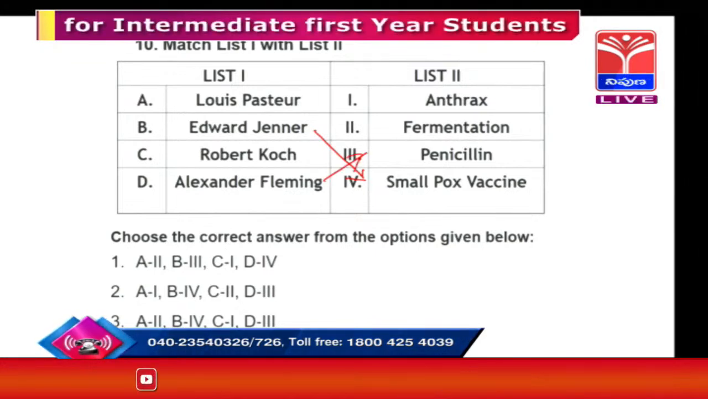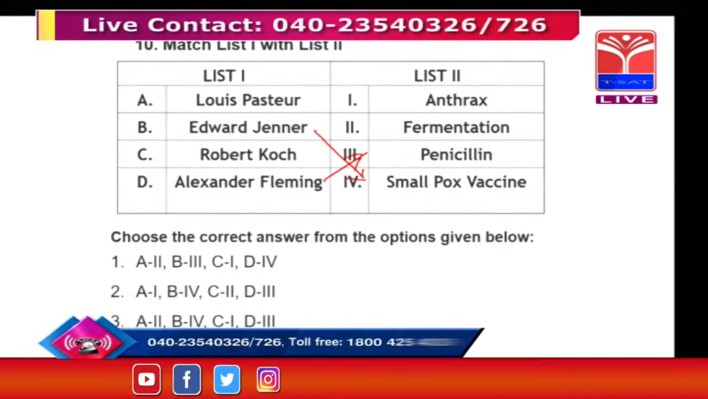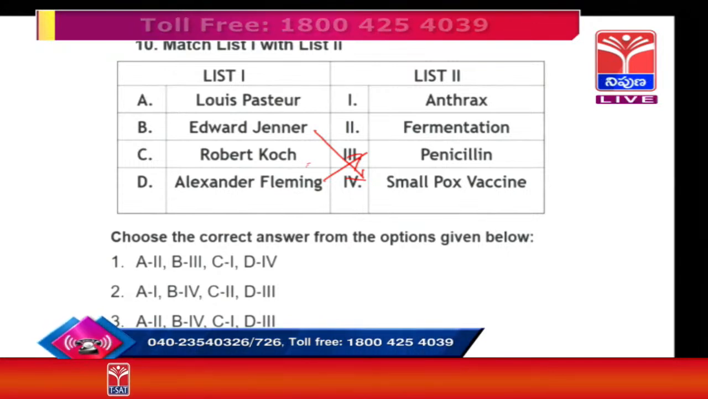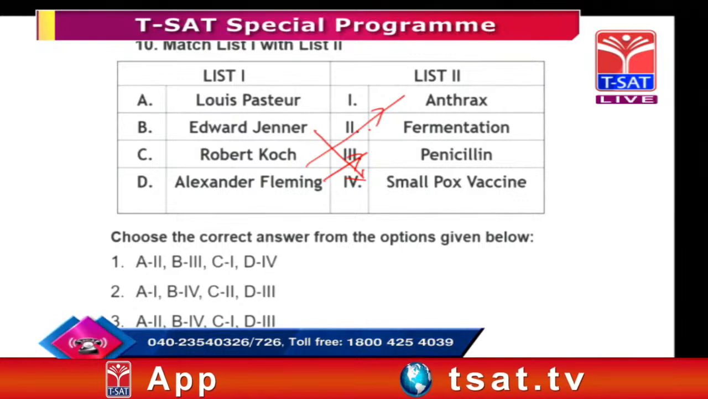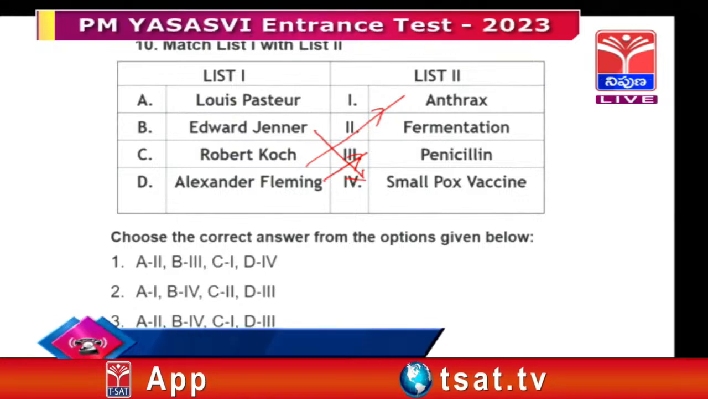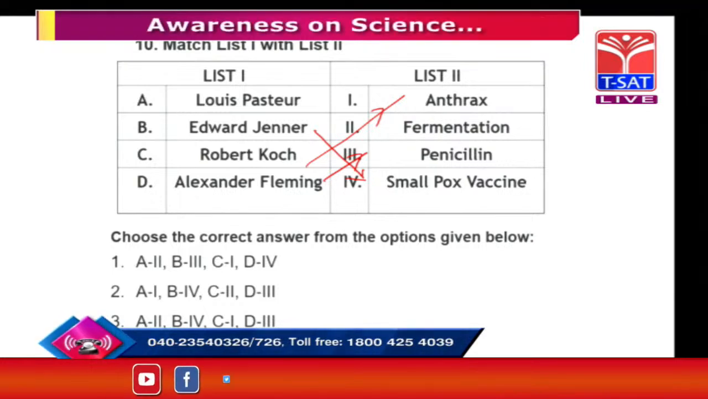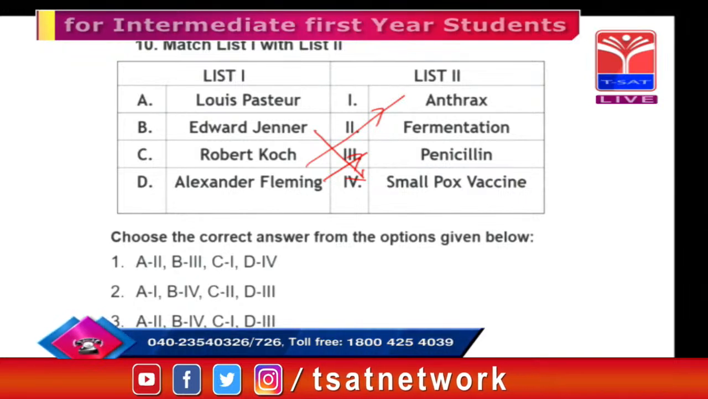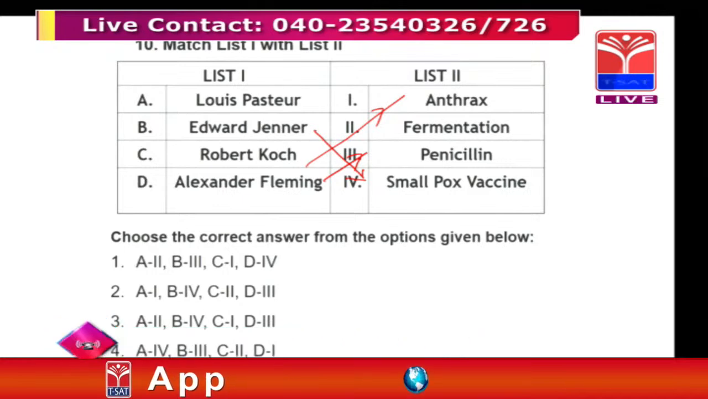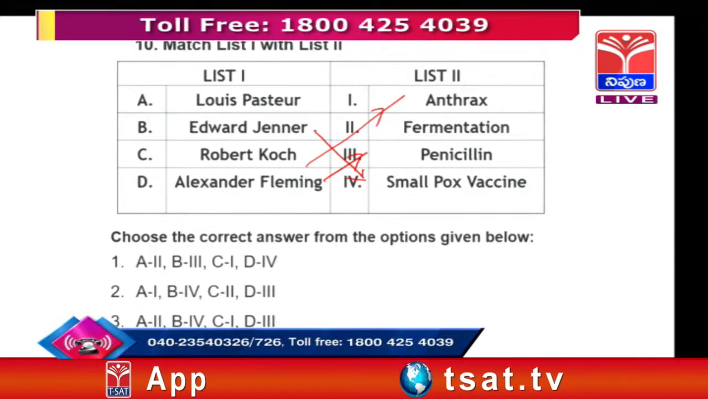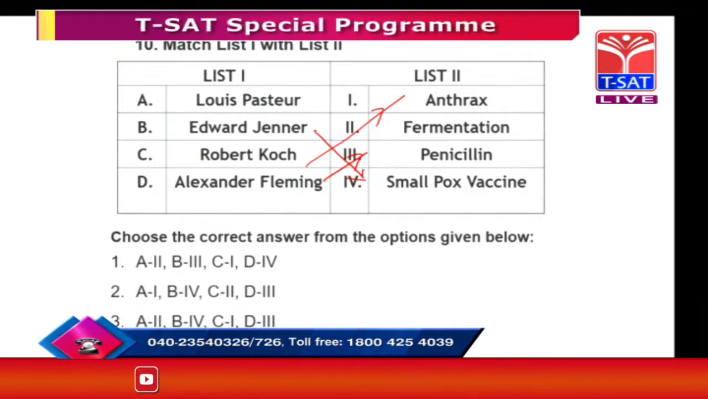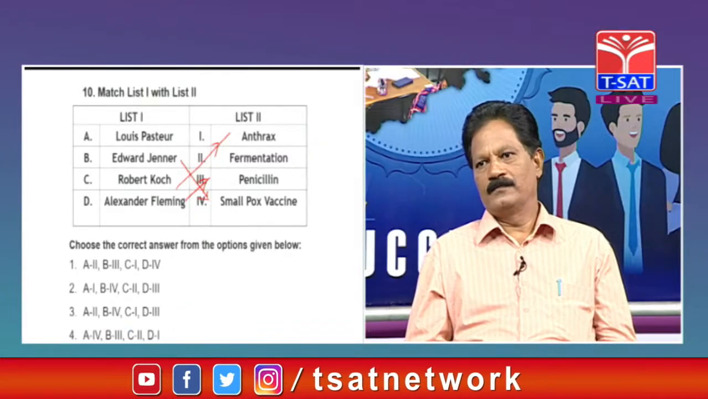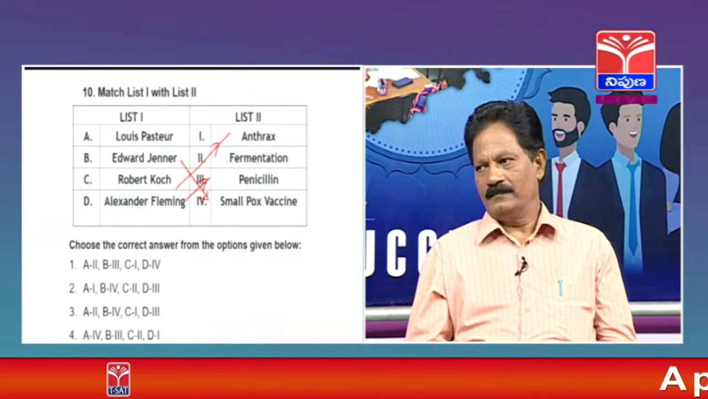Then the remaining two. Robert Koch is a famous bacteriologist. Anthrax is a disease caused by bacteria, so in that way you can match. Robert Koch is anthrax. Bacillus anthracis is the bacterium that causes anthrax. Louis Pasteur, the remaining one, is automatically fermentation. So in that way you can start matching, then it is very easy. Otherwise, if you start matching from the beginning, it will be difficult. Just adopt this method for easy answering. Finally only Louis Pasteur is left.